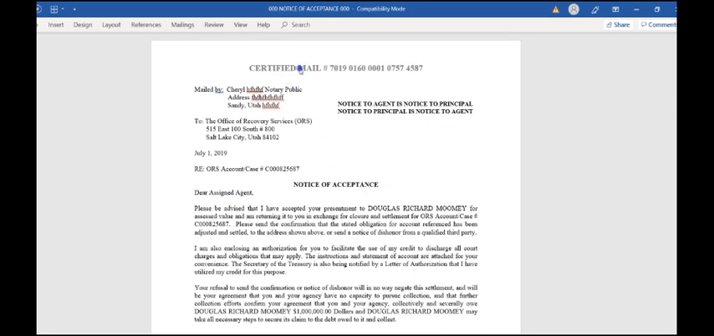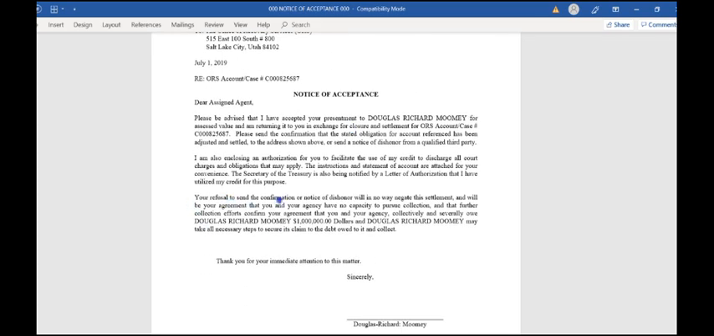You got it. There's the certified mail number. I have a document from the notary, and it's in her book that says you received this. Your refusal to send confirmation or a notice of dishonor will in no way negate the settlement, and will be your agreement that you and your agency have no capacity to pursue collection, and that further collection efforts confirm your agreement that you and your agency collectively and severally, which means together and separate, owe me $1 million, and I, my debtor, may take all necessary steps to secure its claim to the debt owed to it and collect.